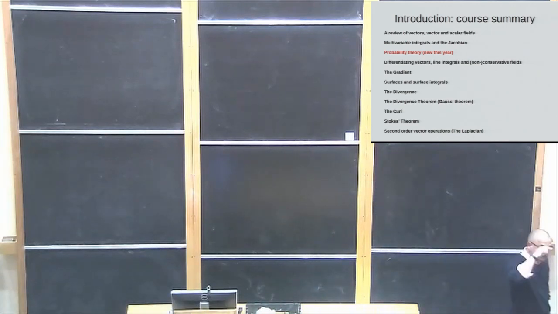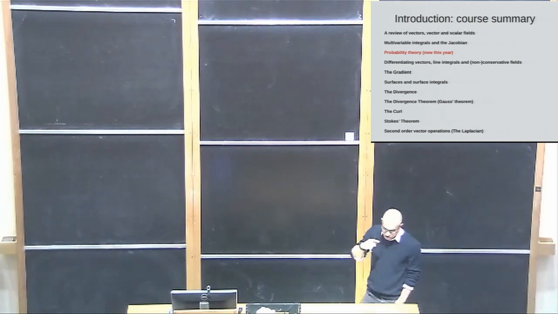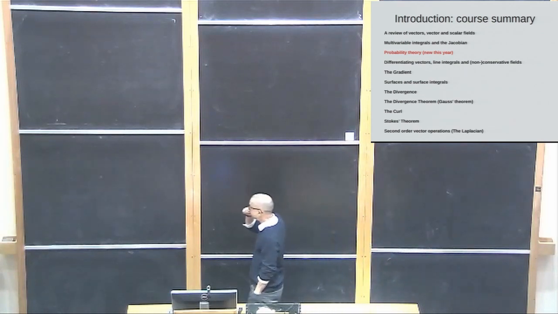So this is a summary of the course content. Today we're going to do a review of vectors, and we're going to discuss what vector and scalar fields are. So I won't dwell on those any further because we're going to come to them later in today's lecture. Then we're going to talk about multivariable integrals and the Jacobian.